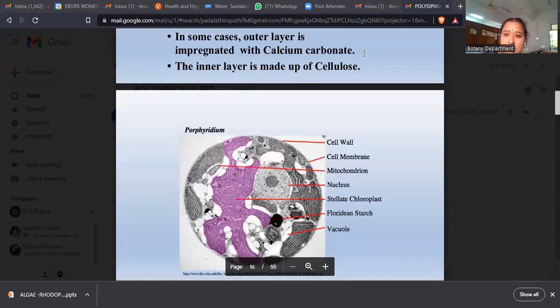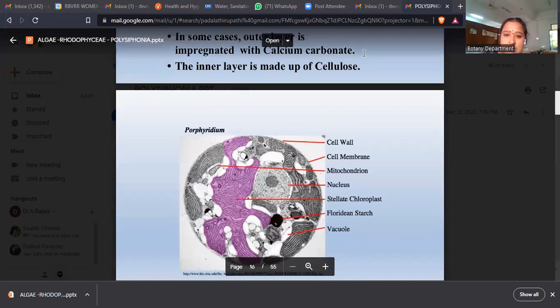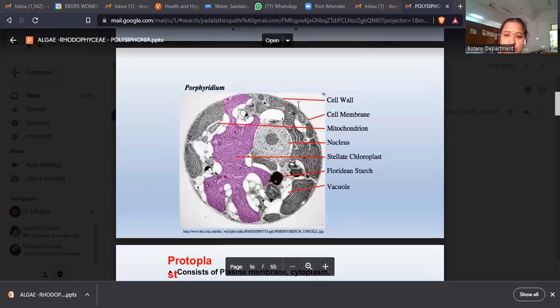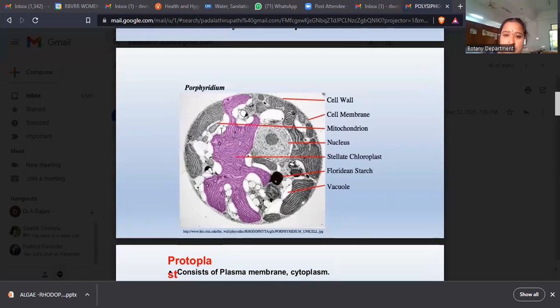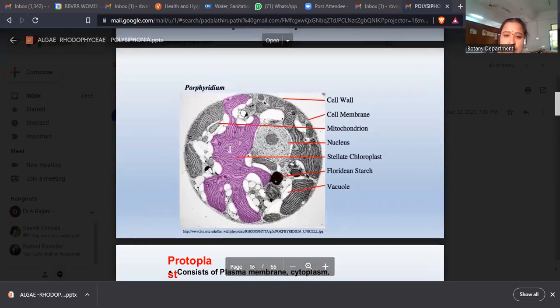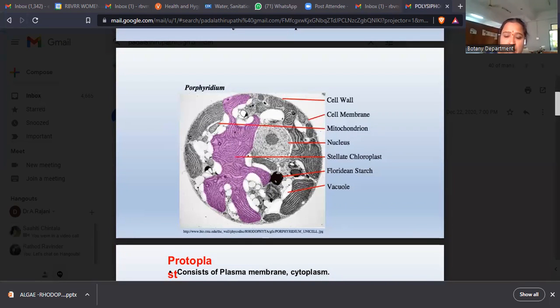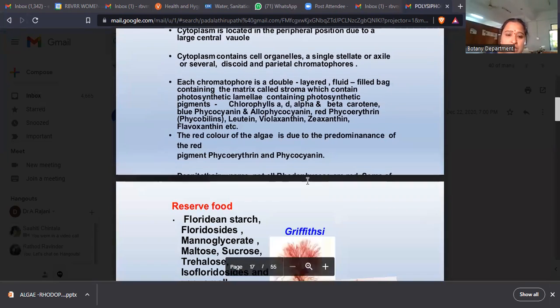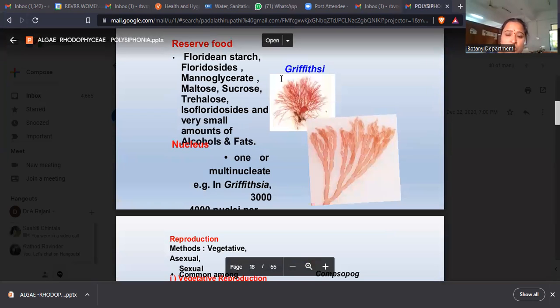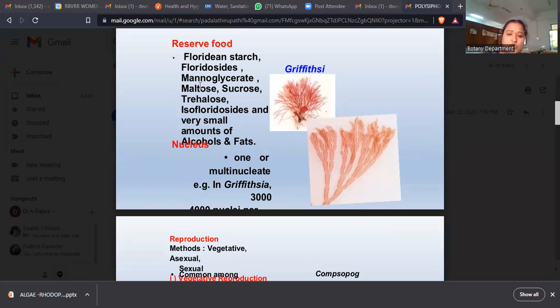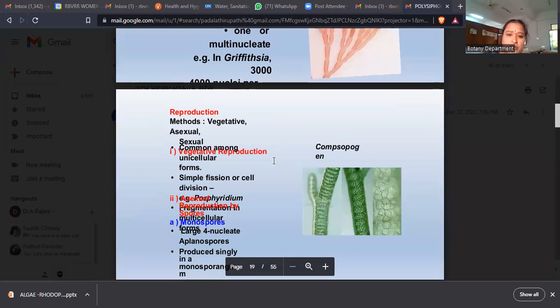See here, this is the cell of Polysiphonia. This one is the cell wall and cell membrane. The stellate chloroplasts are there, see here, blackish color now. This one is the Floridean starch and vacuole. These are all the vacuoles present. What is the reserve food material? Floridean starch, monoglycerates, maltose sugars, floridoside. These are the reserve food materials.